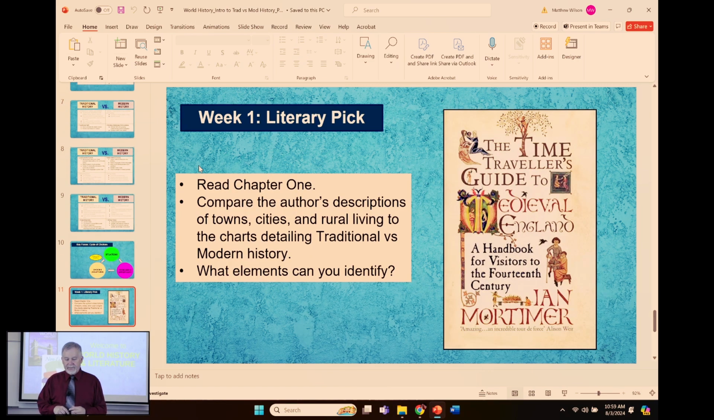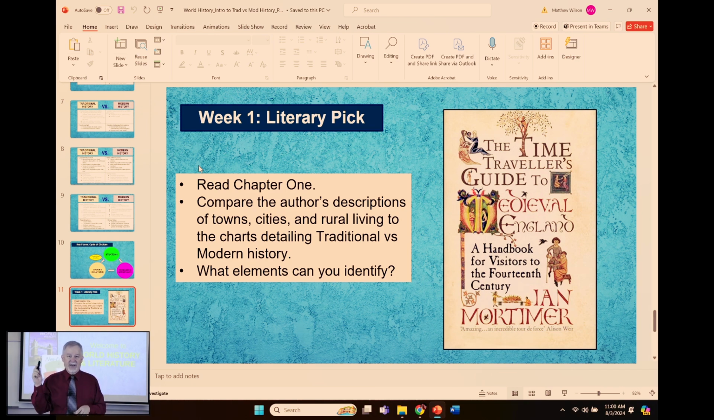So let's go to week 1 literary pack. This is a book by Ian Mortimer. It's called The Time Traveler's Guide to Medieval History. It is literally, he is going to be your tour guide of England in the 1400s. He's going to just parachute you right in the middle of England and take you around and sort of describe what life is like. What you're to do is you're to read chapter 1.